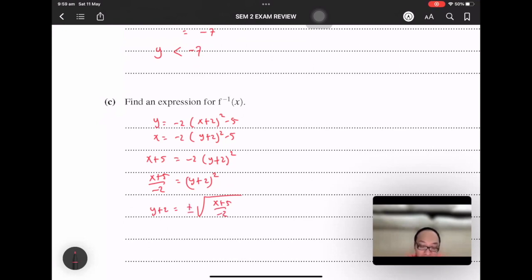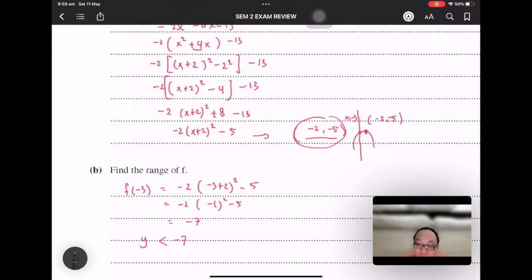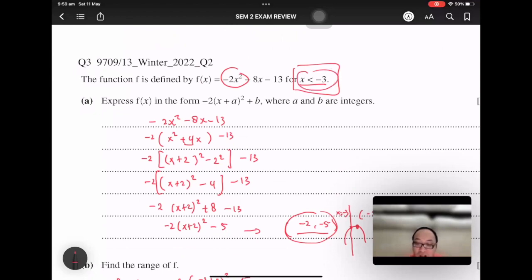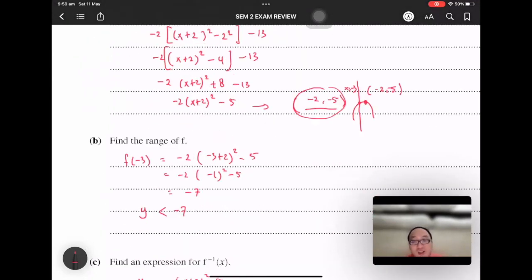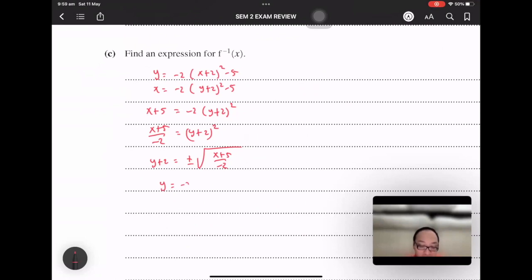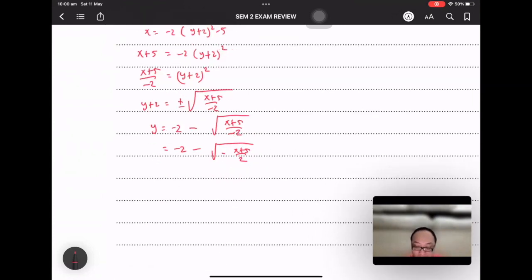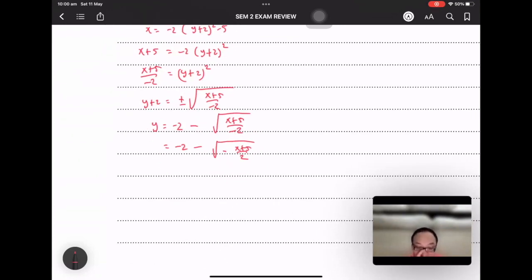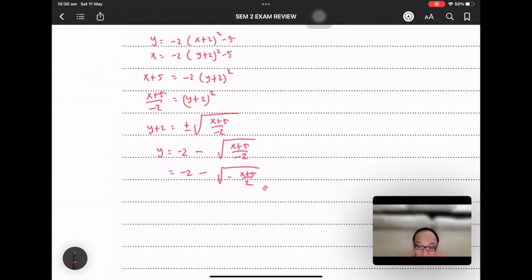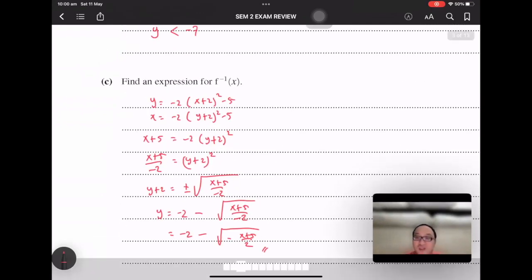This is plus minus. Since the domain is smaller than, we take the negative. So y is negative 2 minus root of (x plus 5) over negative 2. I want to remove the negative sign inside, so it is negative (x plus 5) over 2. Okay, so this is the f inverse.